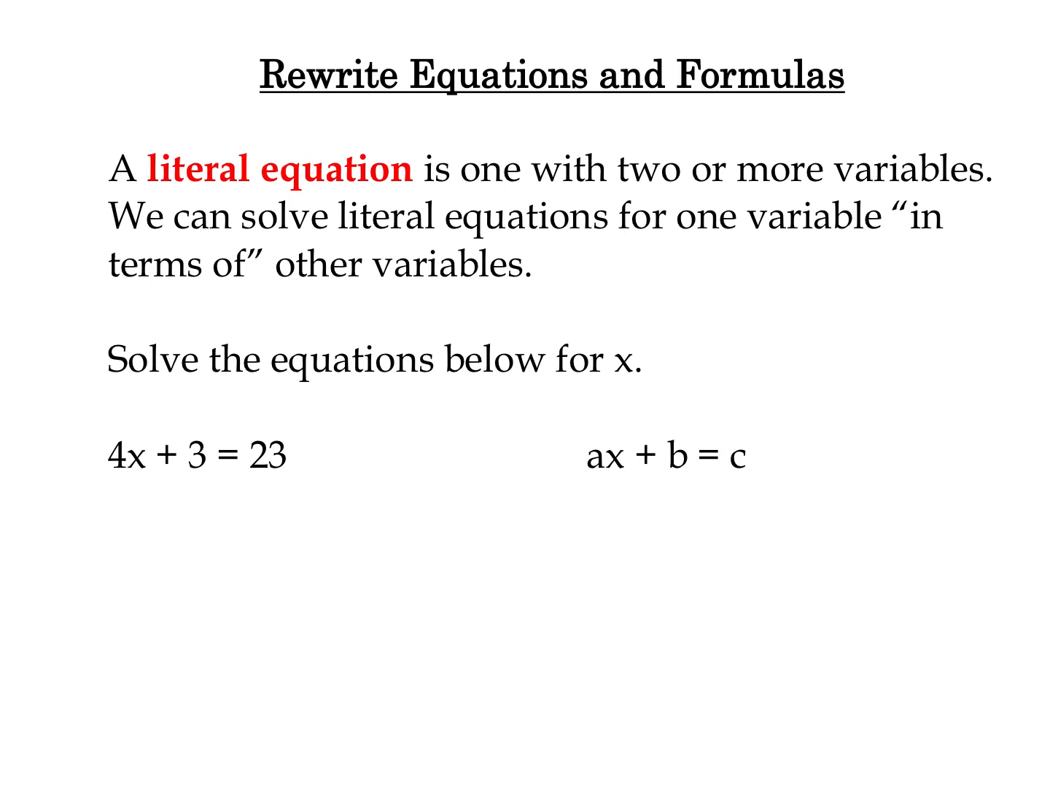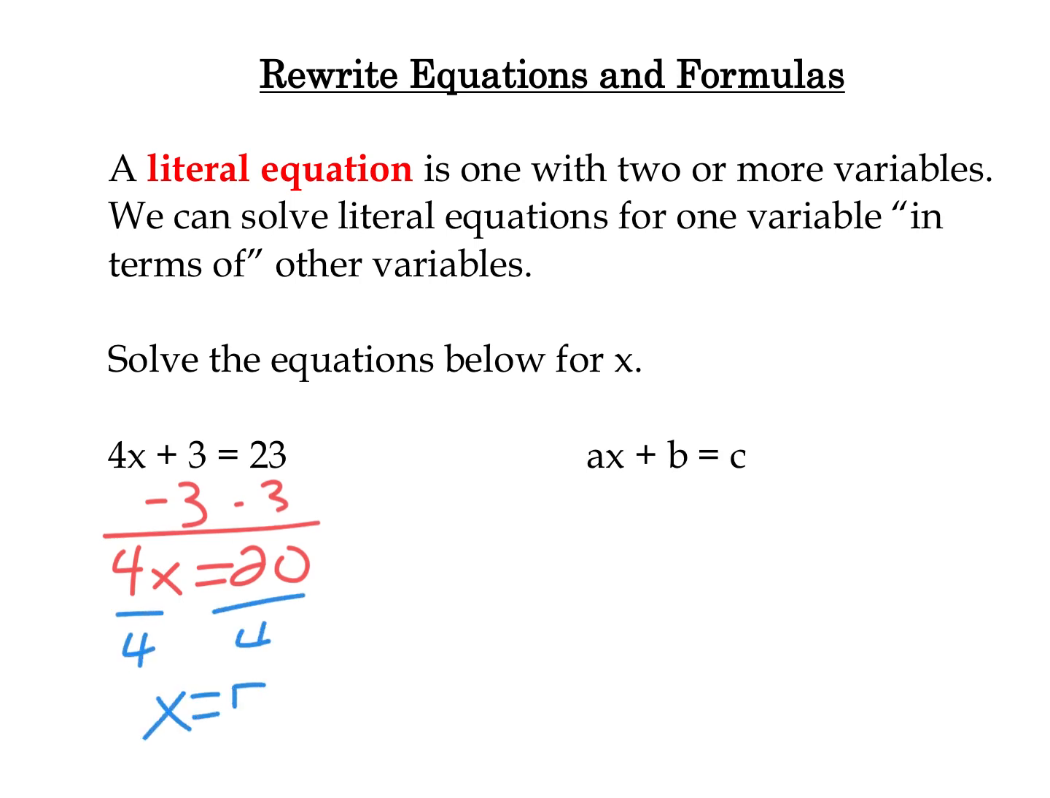Well, let's look back at our first equation here. How would we solve this? To get the x by itself, we want to isolate the variable by using inverse operations. So we're going to start by subtracting 3 on both sides. When I do that, I'm going to get 4x equals 20. And then I could divide by 4 on both sides. Divide by 4 on both sides, and we get x equals 5. So how do I solve the literal equation?